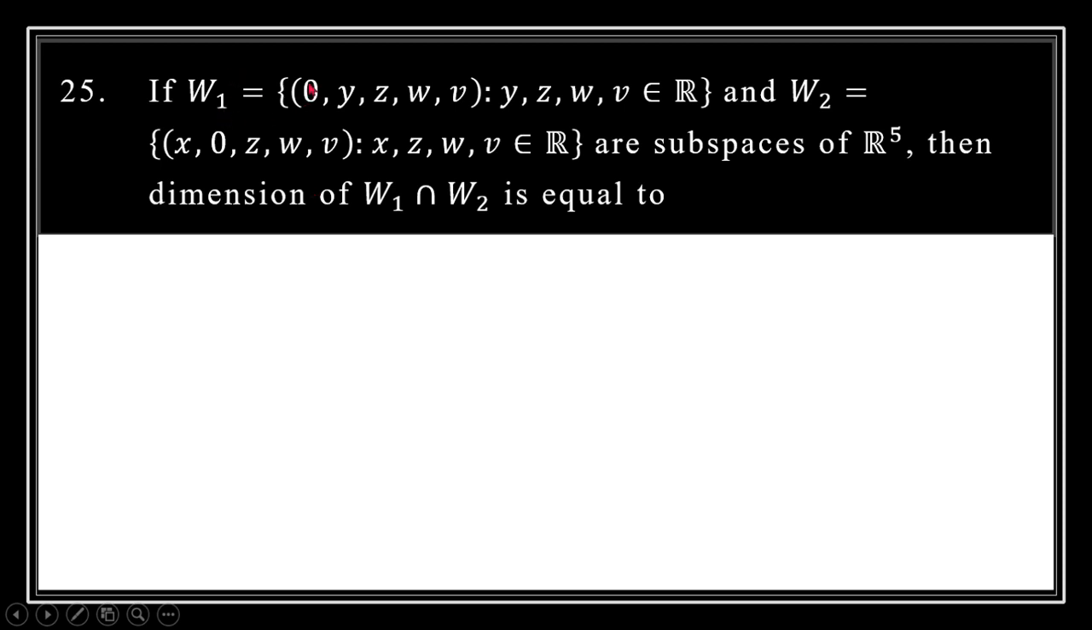Question 25. If W1 is equal to the set of vectors (0, y, z, w, v), where y, z, w, v are real numbers, and W2 is equal to the set of vectors (x, 0, z, w, v), where x, z, w, v are real numbers, are subspaces of R5, then the dimension of W1 intersection W2 is equal to: option A is 5, option B is 4, option C is 3, option D is 2.